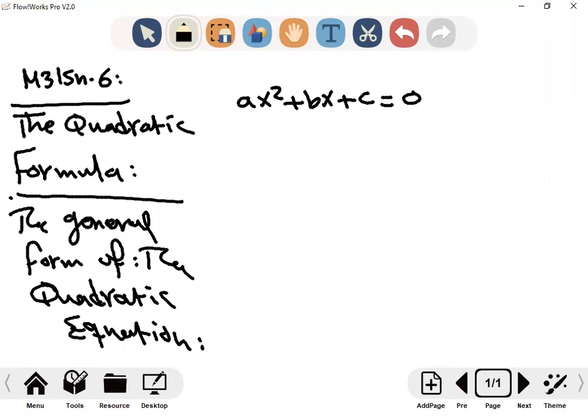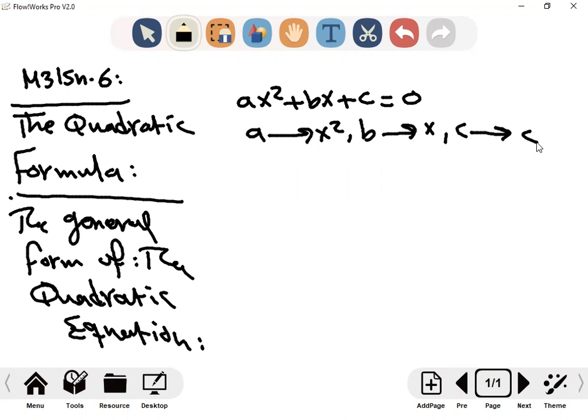A, B, C are numbers. A is always the coefficient of x power 2, always. When I say A, go to x power 2, take the number beside it. When I say B, go to x, take the number beside it. C is also the free term. So A is always with x power 2, B always with x, and C is the free term, right?